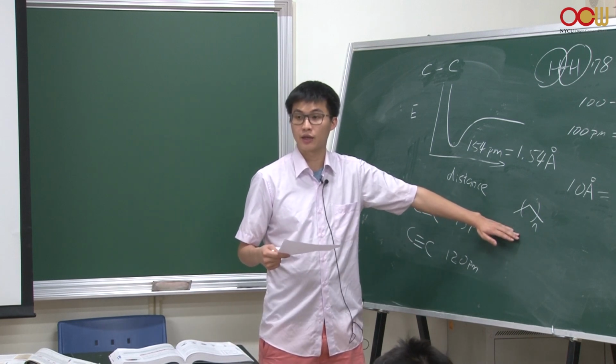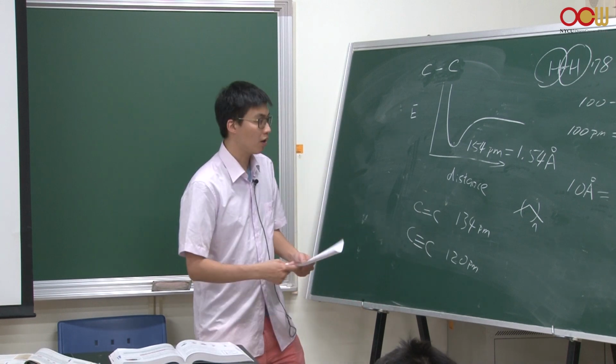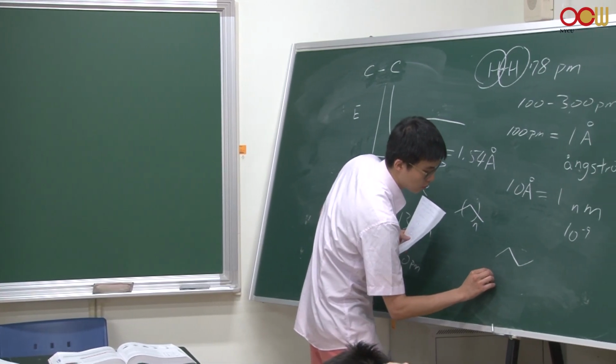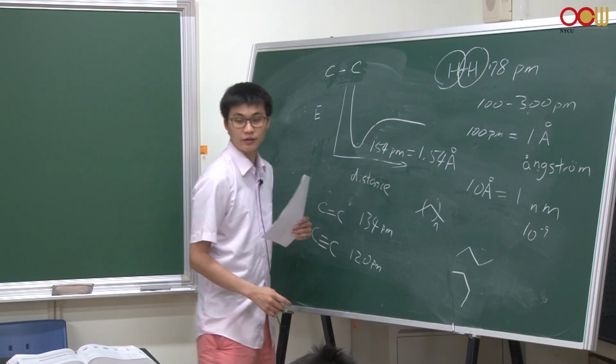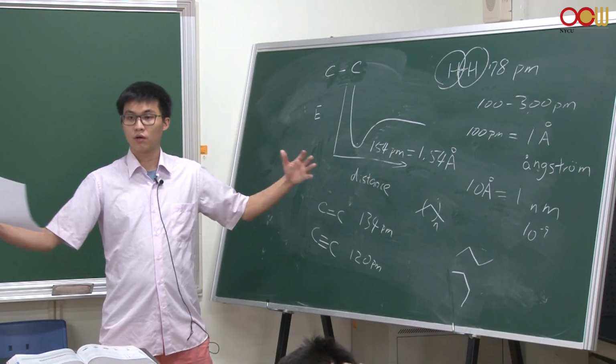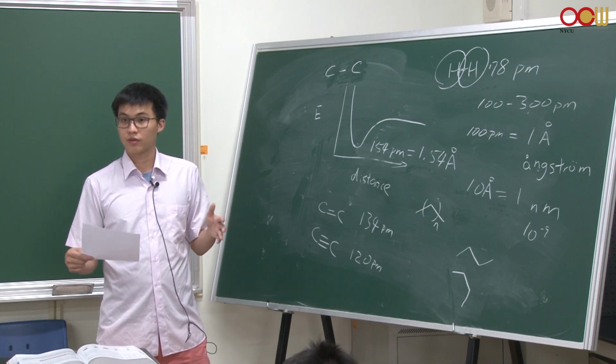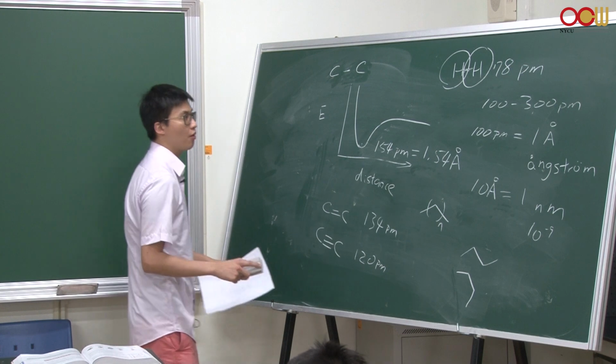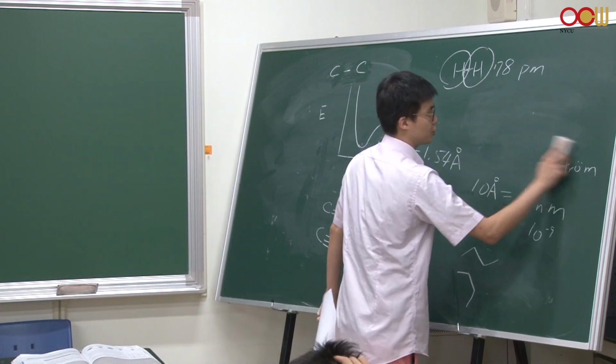Then it gets into how the molecule is oriented. Is it oriented like this, or do you have a kink like this? Their overall length will be different. And of course, after talking about bond length, we will talk about bond energy.